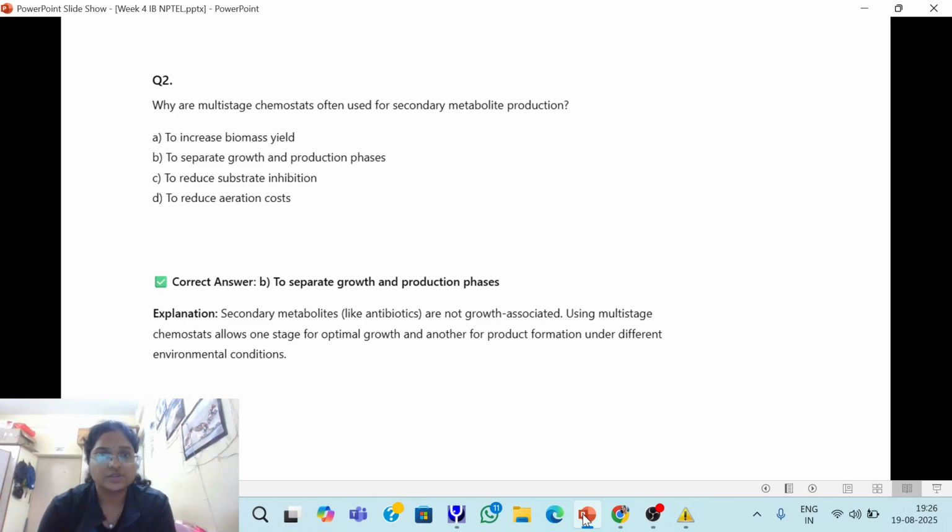Secondary metabolites like antibiotics, we all know this term, are not growth associated. Using multi-stage chemostats allows one stage for optimal growth and another for product formation under different environmental conditions. So the first stage is used for optimal growth and then the second stage for product formation. So there are two different phases. That is what they are using for secondary metabolite production under different environmental conditions. So the correct answer is B.